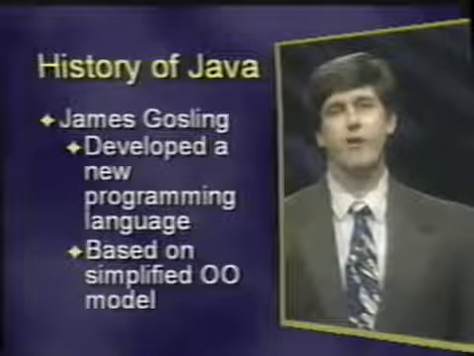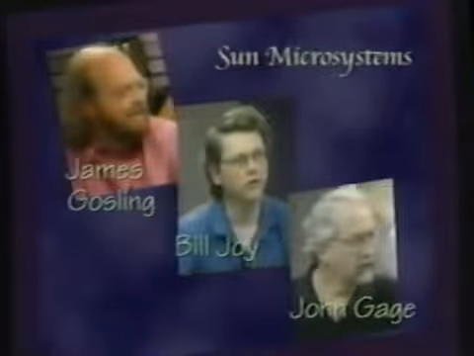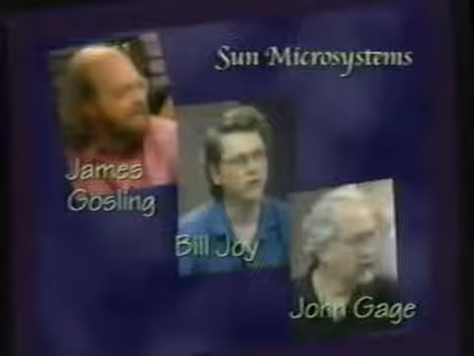He also made this a very robust programming language. At Sun Microsystems, James Gosling, Bill Joy, and John Gage discussed the birth of Java and how Java simplifies the object-oriented model of C++.